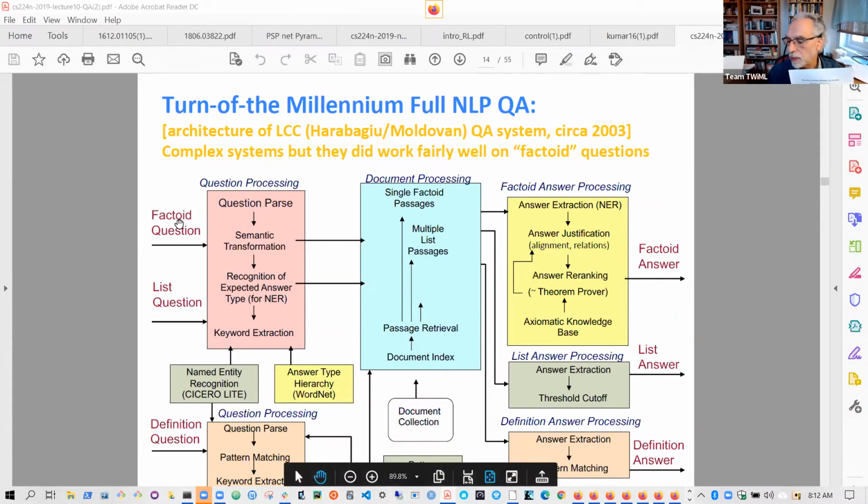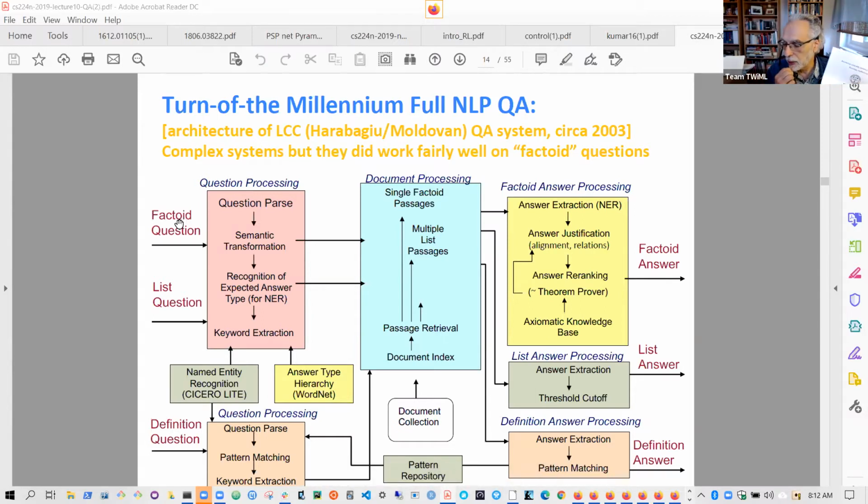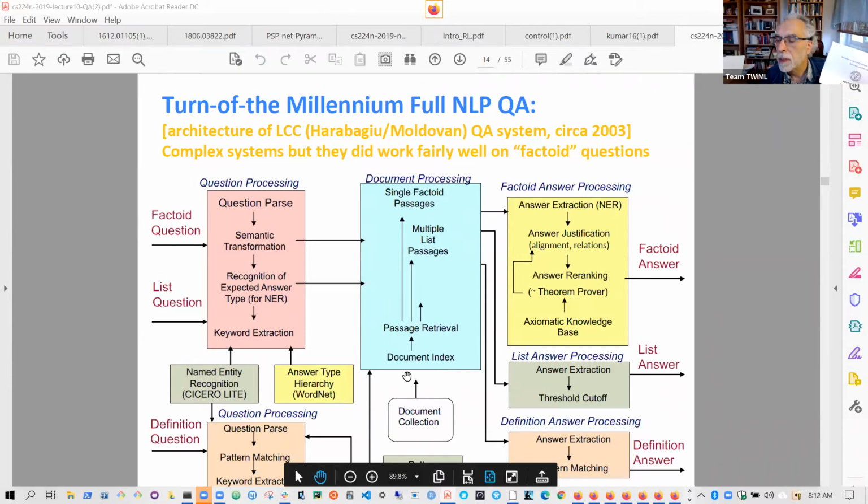A factoid question is just a question that has an answer like a year, or a specific thing like who won the World Series in 1981, something like that. Let's see, definition question, list question. So this is basically an overview of what this question answering system has to look like.